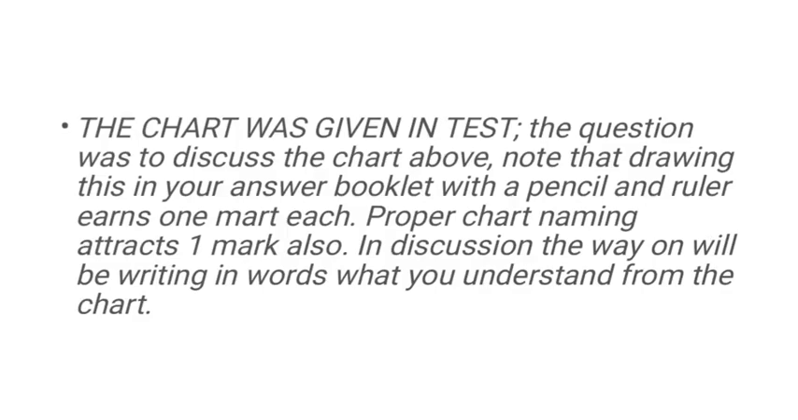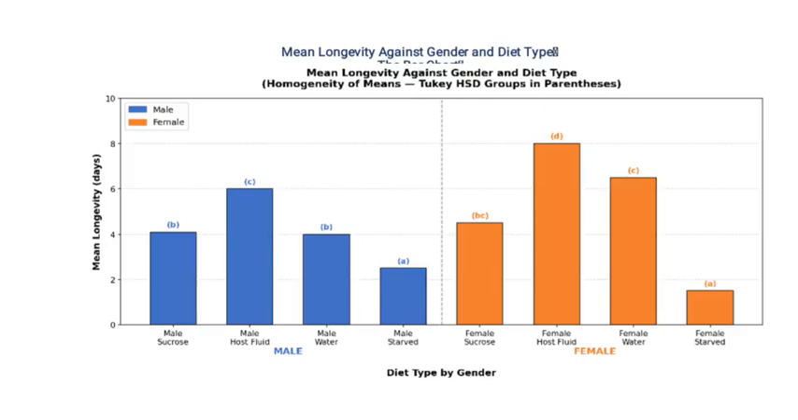If you drew your chart with a pencil, one mark; with a ruler, one mark. Also, if you have included a chart title, that's also one mark. And here I'm just showing a brief example of the way I write my chart title: mean longevity against diet type by gender.